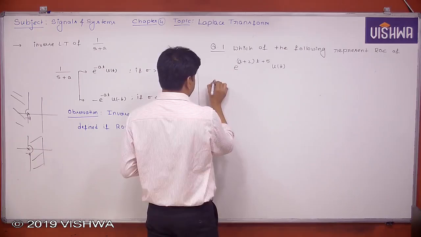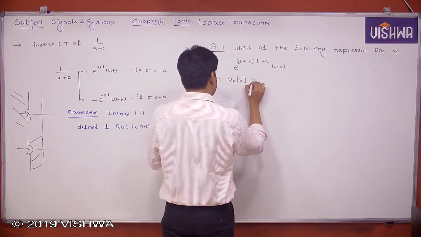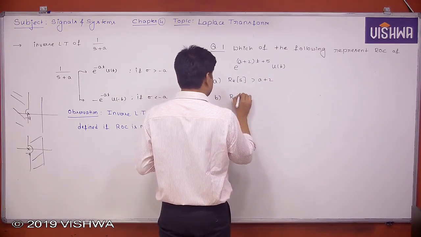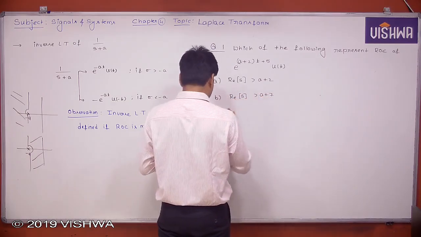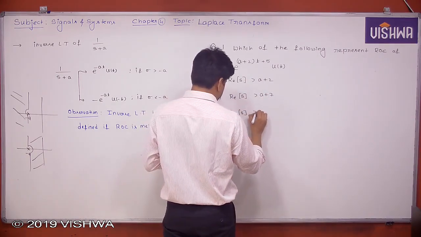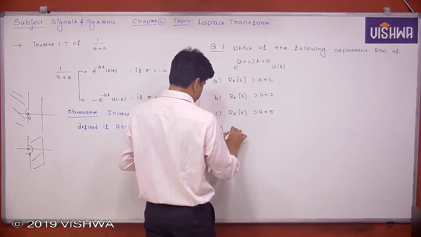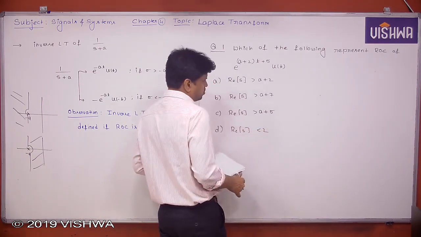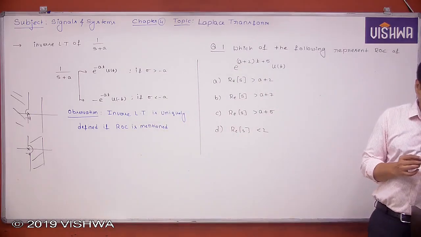Options: Option A, real part of s greater than a plus 2. Option B, real part of s greater than a plus 7. Option C, real part of s greater than a plus 5. Option D, real part of s less than 2. Which one indicates the ROC of the given signal?